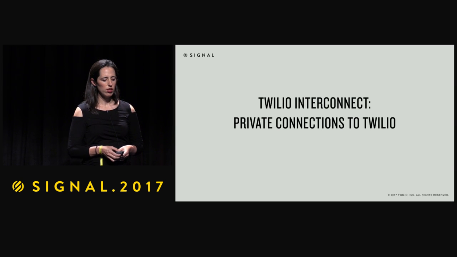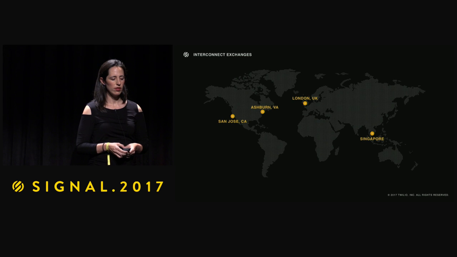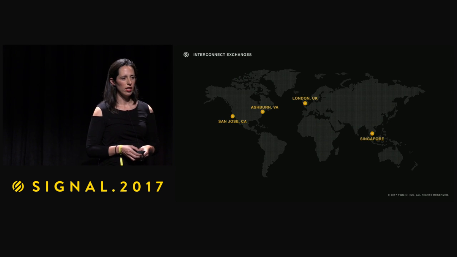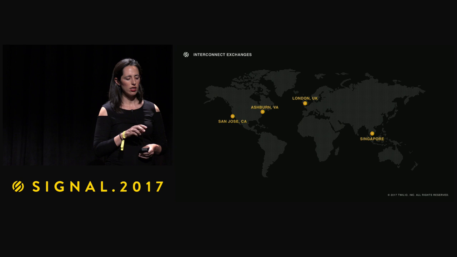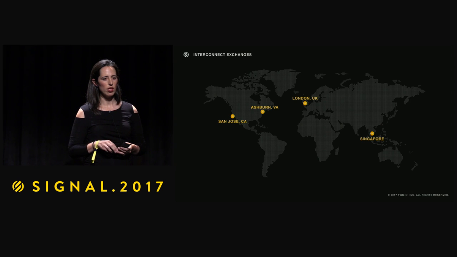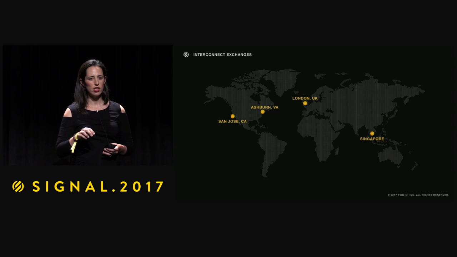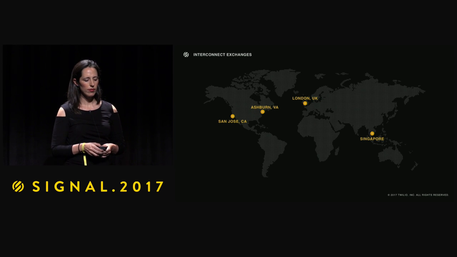For Twilio Interconnect, there are four exchanges around the world today. There are two interconnect exchanges in the US, one in Ashburn and one in San Jose. Then we recently deployed one in London and another one in Singapore. And these physical exchanges then connect to the eight different data centers that we have around the world.